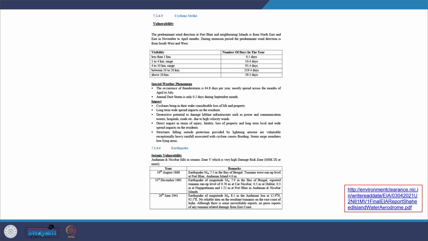And then also you see in the report, they have also done the study of cyclone strike, and then they have looked into the vulnerability. So here you see what's the visibility, the number of days in the year, what would be the visibility range. So they have also looked into the vulnerability aspect and what kind of impact it would have with respect to cyclone strike. And then likewise, you can see with the earthquake, they have looked into the historic data and tried to understand that as well.